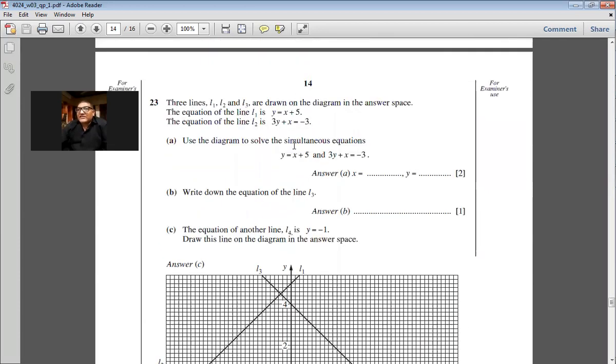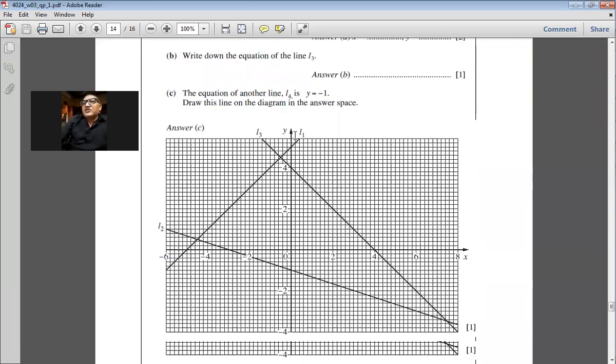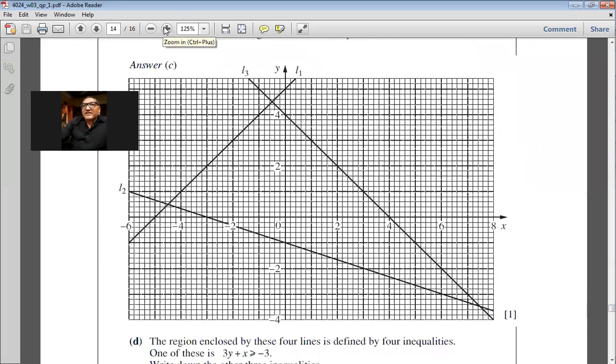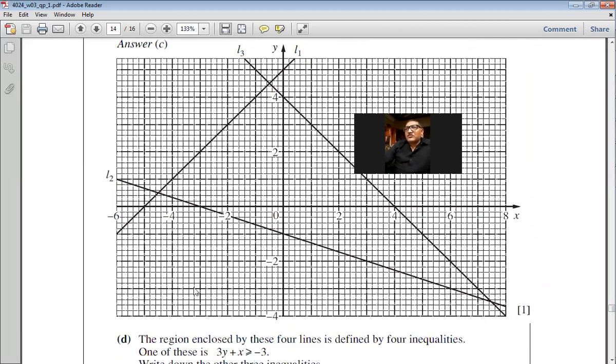So this line y is equal to x plus 5. This is line number 1 and line number 2. They have marked them already for you. Let me increase the size so you can see them clearly. So the line number 1 is this one, and this is the line number 2. Their simultaneous solution will be where they intersect each other.